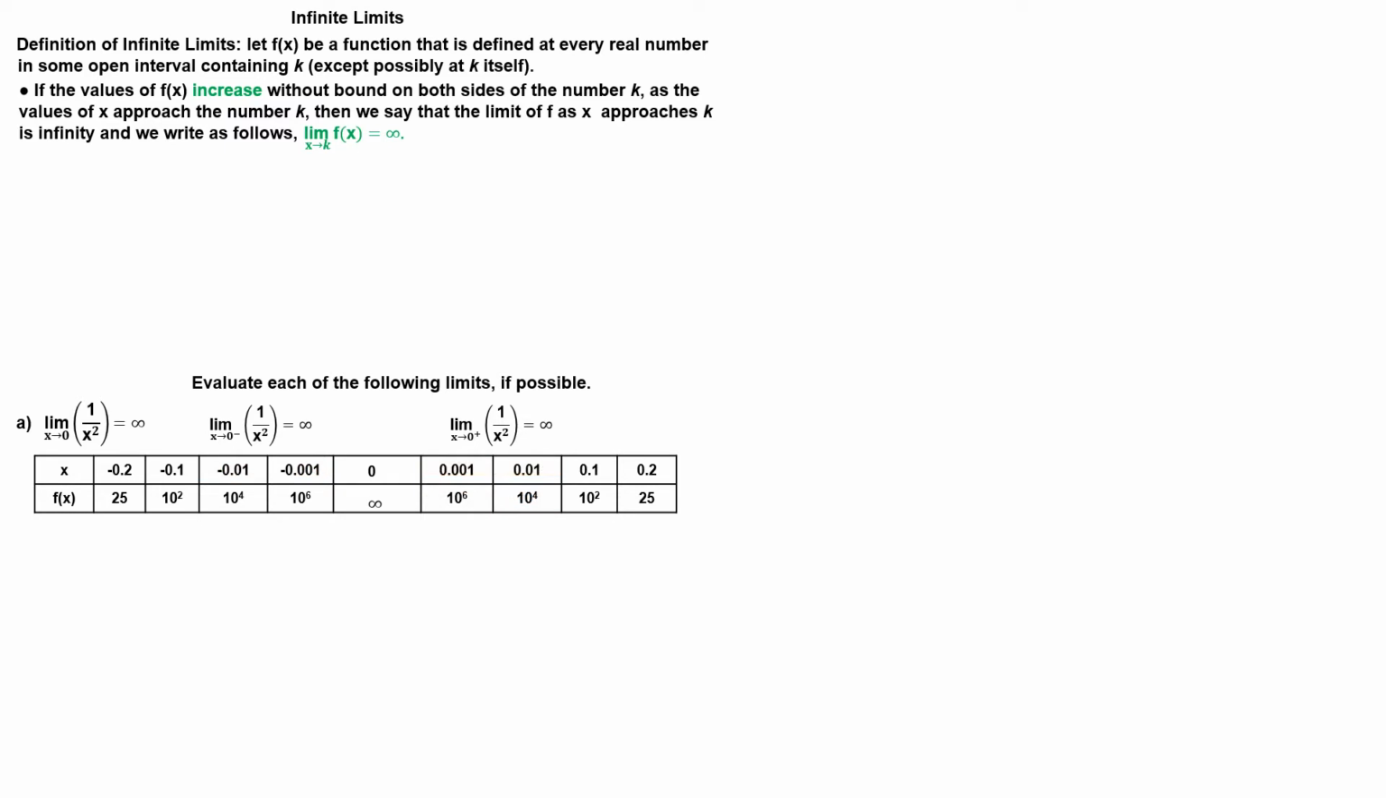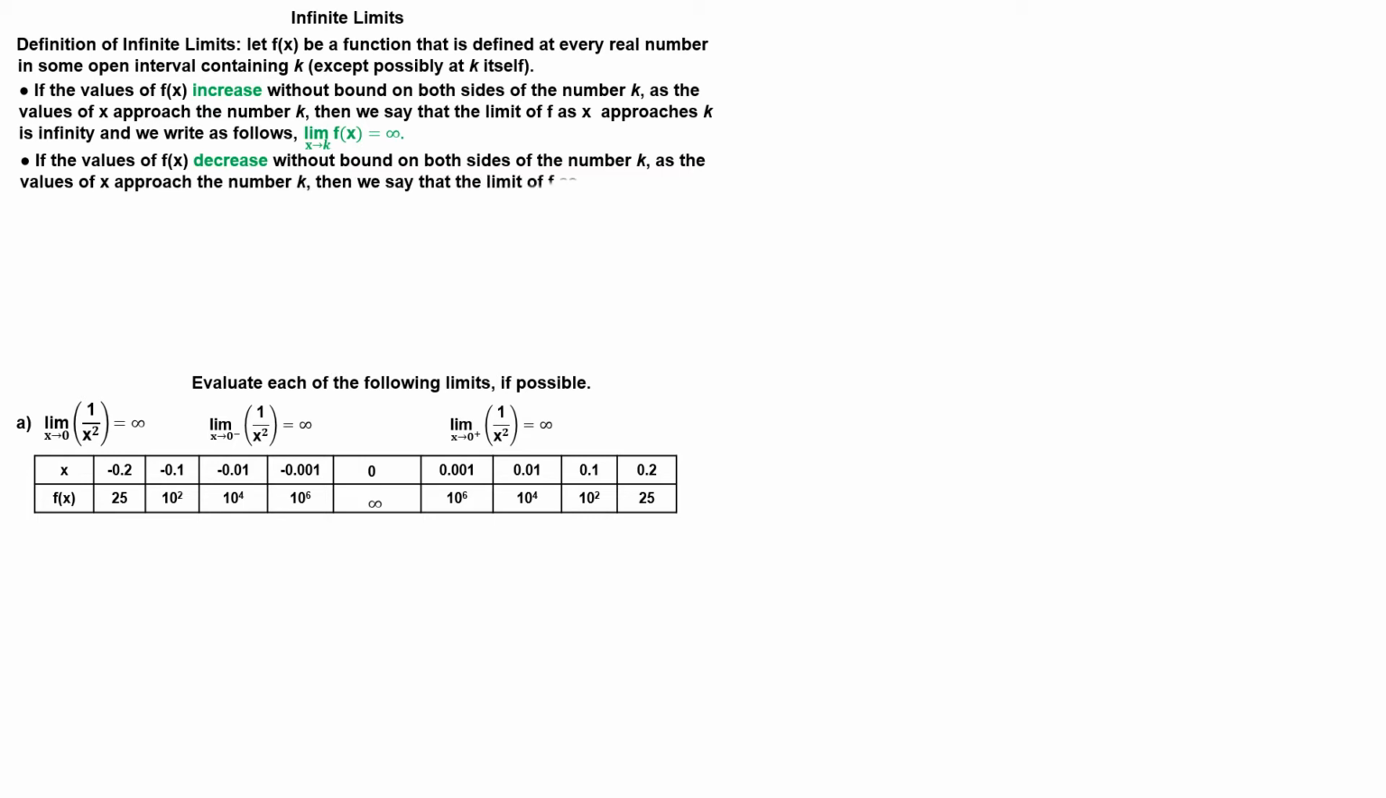A similar sort of limit for functions that become large and negative as x gets close to k is defined as follows. If the values of f of x decrease without bound on both sides of the number k, as the values of x approach the number k, then we say that the limit of f as x approaches k is negative infinity, and we write as follows.